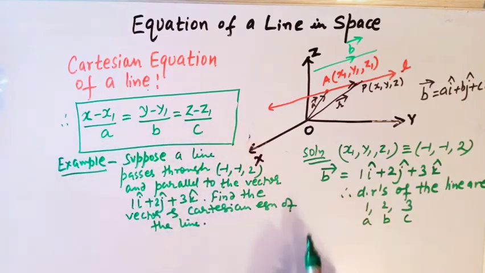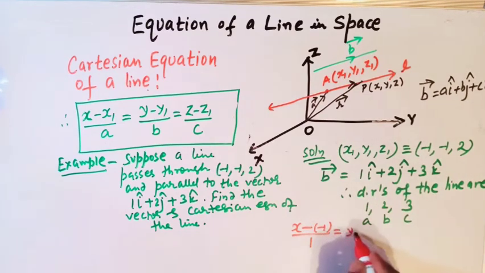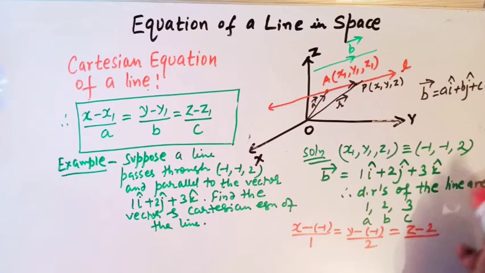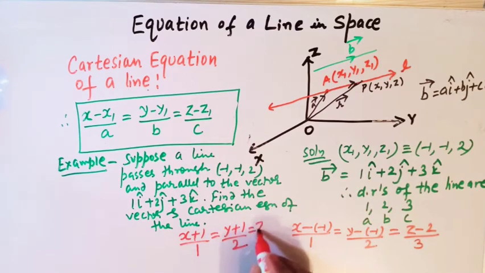So the Cartesian equation of the line can be written as (x minus x1), so here we have x minus 1 divided by 1, then we have y minus (minus 1) divided by 2, then we have z minus 2, this is z1, divided by 3. Now this can be written as (x minus 1) over 1, (y plus 1) over 2, and then (z minus 2) by 3. So this is the Cartesian equation of the line. Clear?